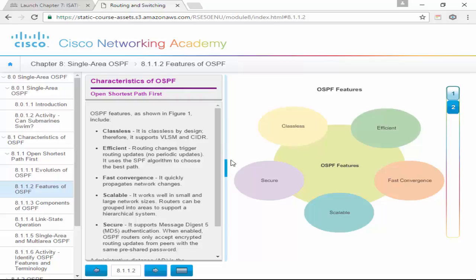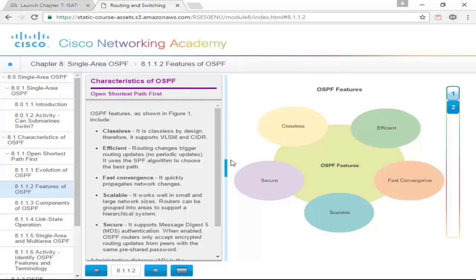It's efficient. Routing changes trigger routing updates. Alright, no periodic updates. If there's a change, it makes it. It uses the SPF algorithm to choose the best path. It has fast convergence, like I said, 1 to 3 seconds. Scalable. It works well in small and large networks, so we can start off small and scale through areas. It has this thing called a DR running it and a BDR backing it up, and so it makes it hierarchical.